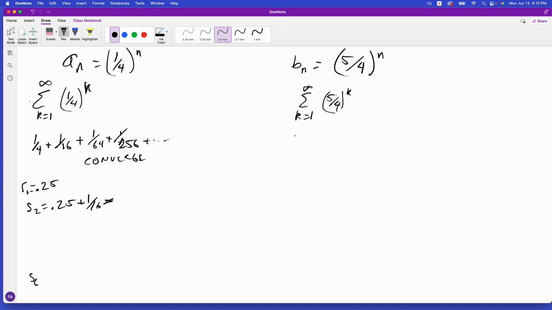What does this series look like? Well, this series looks like 5/4 to the first power, which is 5/4, plus 5/4 to the second power, which is 25/16, and then 5/4 to the third power, which is 125 over 64. And you can keep going on that one, but I don't need to go any further because I have exactly what I need to point out to you. This particular series does what we call diverges.